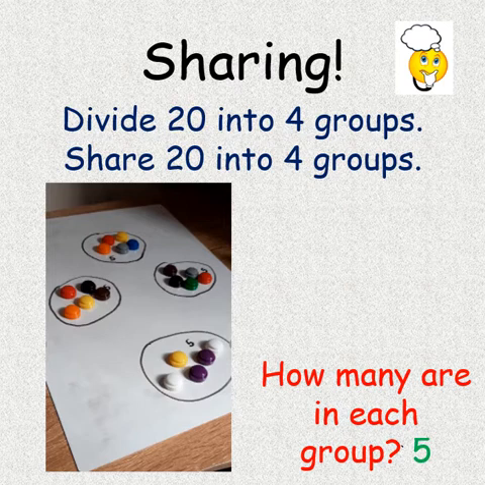Now, we also learnt that divide is another word for share, and we had a go at the very end of last lesson at dividing 20 into 4 groups, and I showed you that you could draw the groups and put the counters inside them, and we worked out that there would be 5 counters in each group. Today we're going to have a go at drawing our own groups and our own counters, okay?